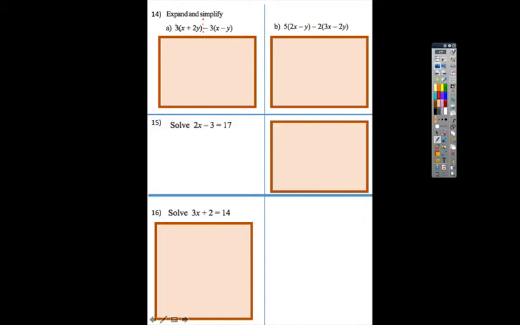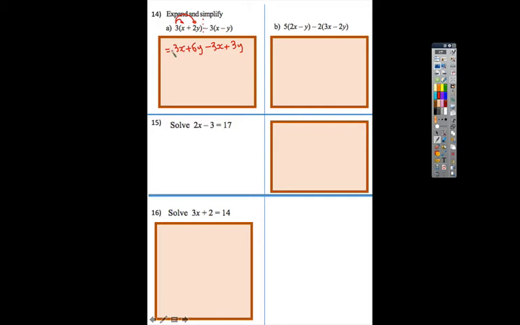Okay, so 3 times x. Let's expand it. 3 times x is 3x. 3 times 2y is plus 6y. Minus 3 times x is minus 3x. And minus 3 times minus y is plus 3y. Remember, minus times a minus would make a plus.